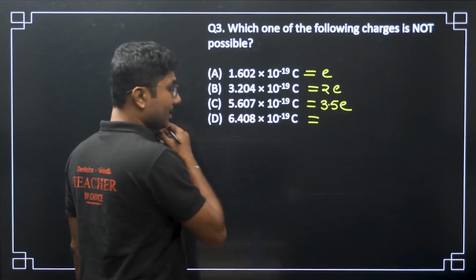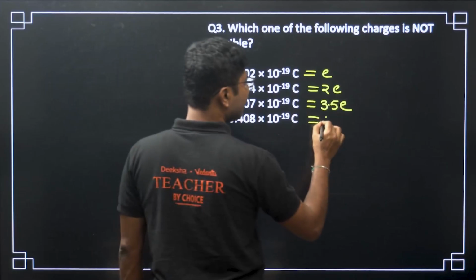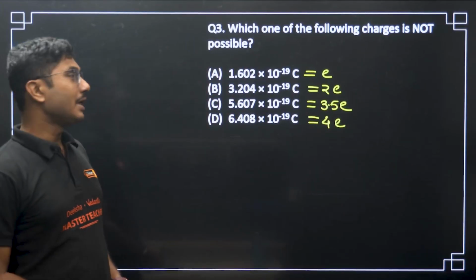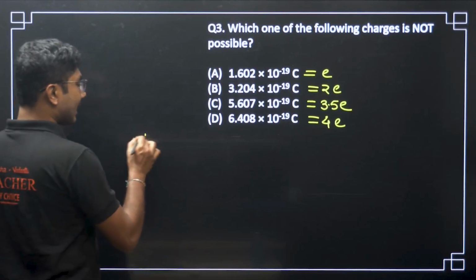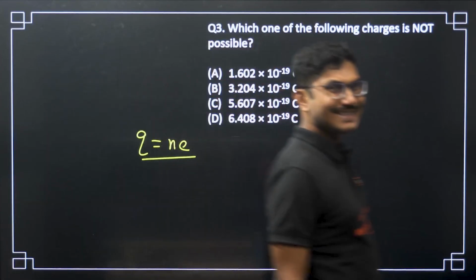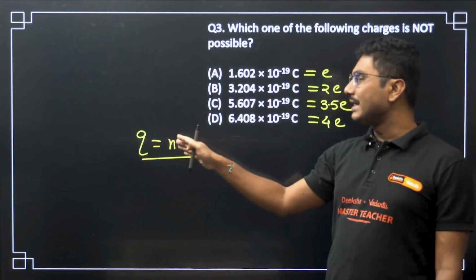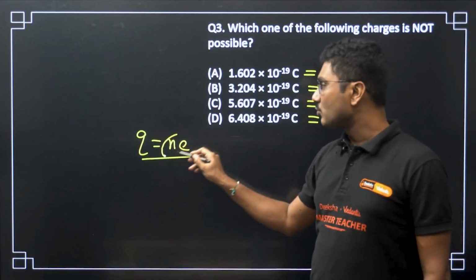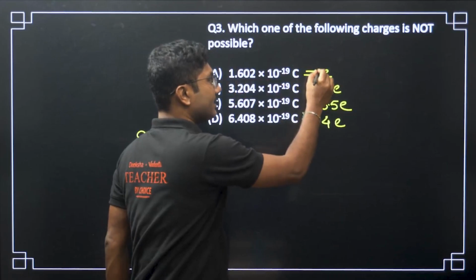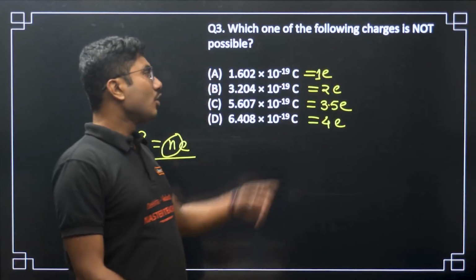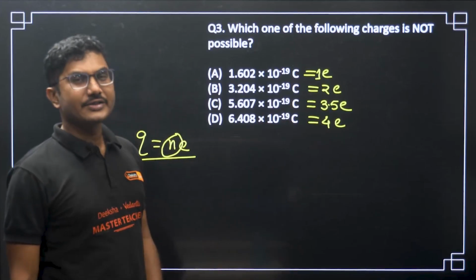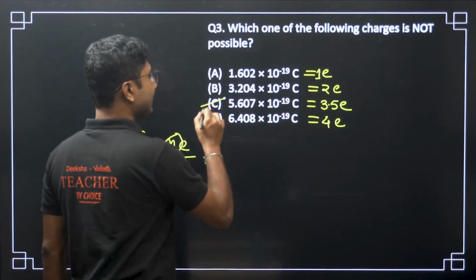And 6.408 into 10 to the power of minus 19 is 4 into e. Right, now if you remember the quantization principle, it says that any charge can be an integer multiple of the minimum possible charge, that is e. Any charge will be an integral multiple, that means this n has to be an integer. Now here 1 is an integer, 2 is an integer, 4 is an integer, but 3.5 is not an integer, it is a fraction. So that means this is not possible.